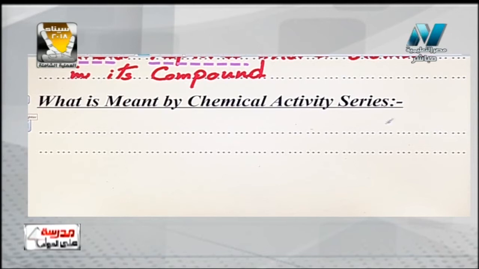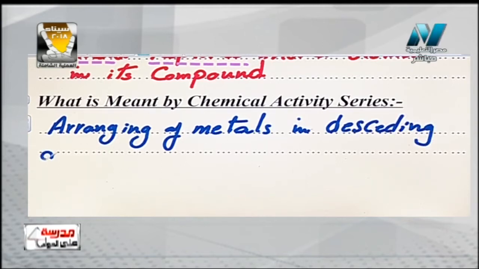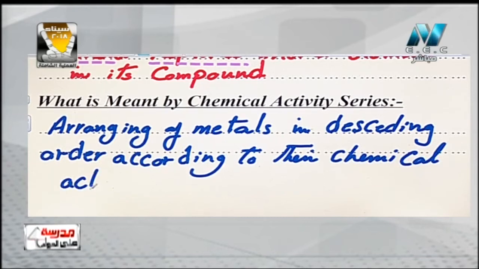As we have what is meant by chemical activity series, as here, arranging of metals. We have only one non-metal in this chemical activity series, which is hydrogen, but most of them are metals. So we have arranging of metals or arranging of elements in what? In descending order according to their chemical activity.